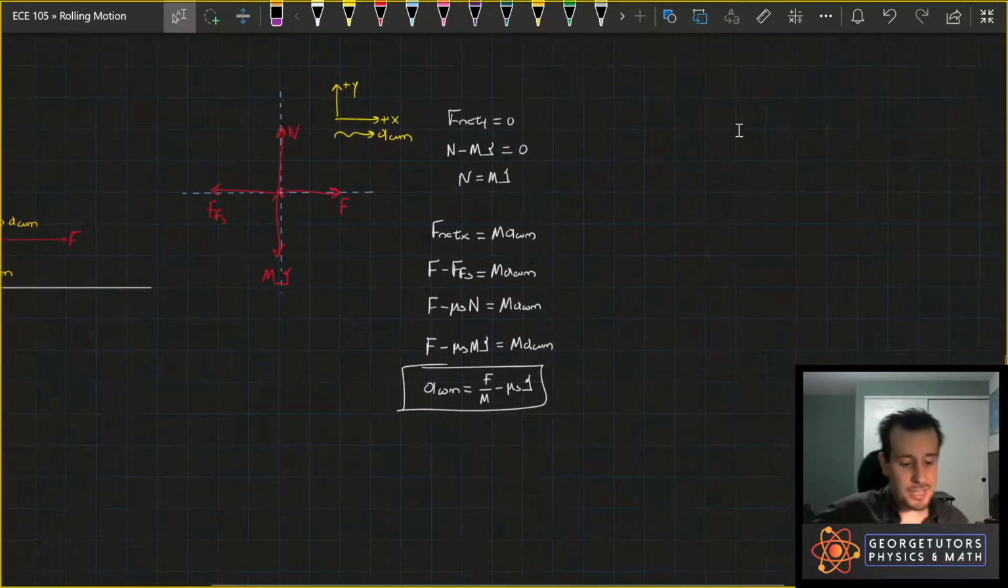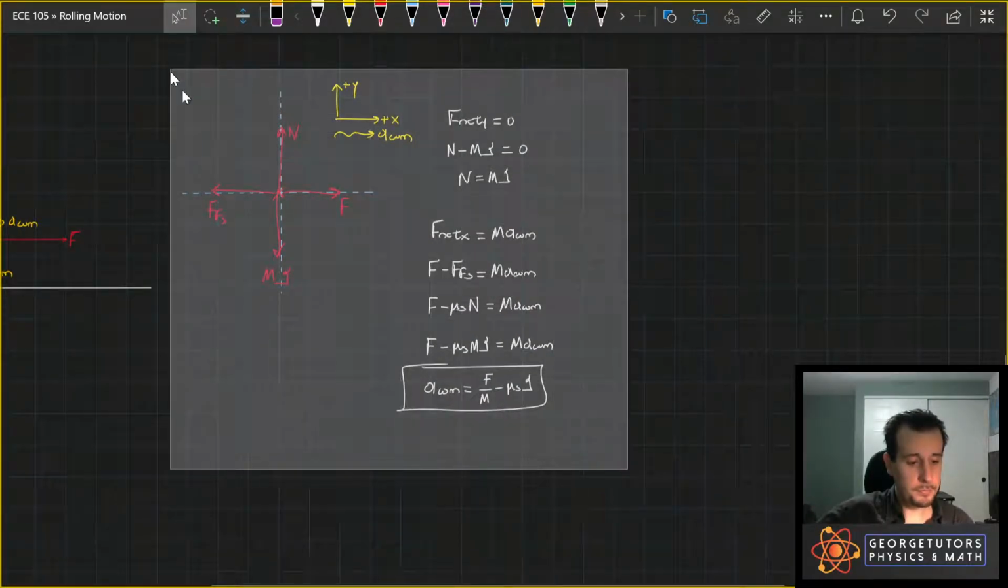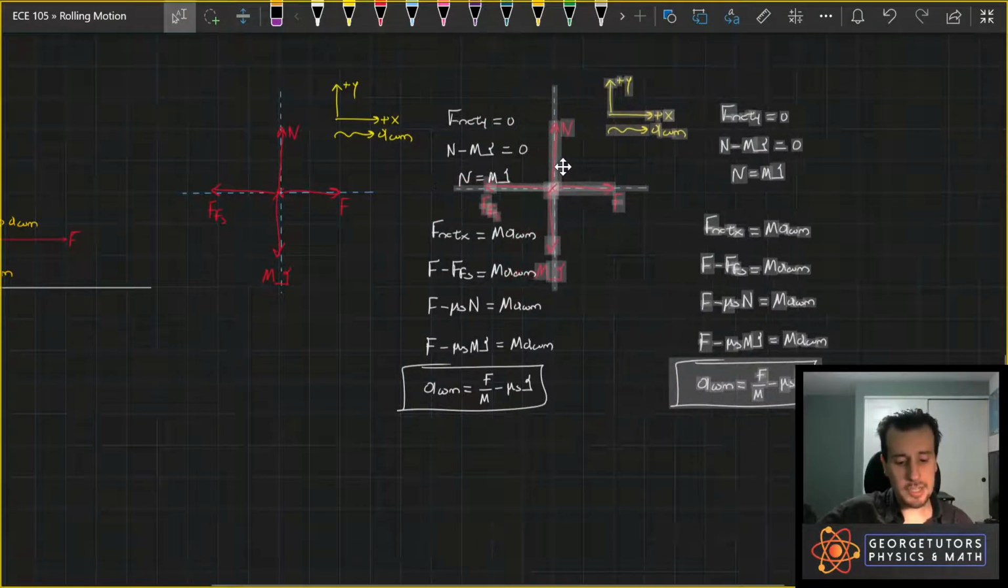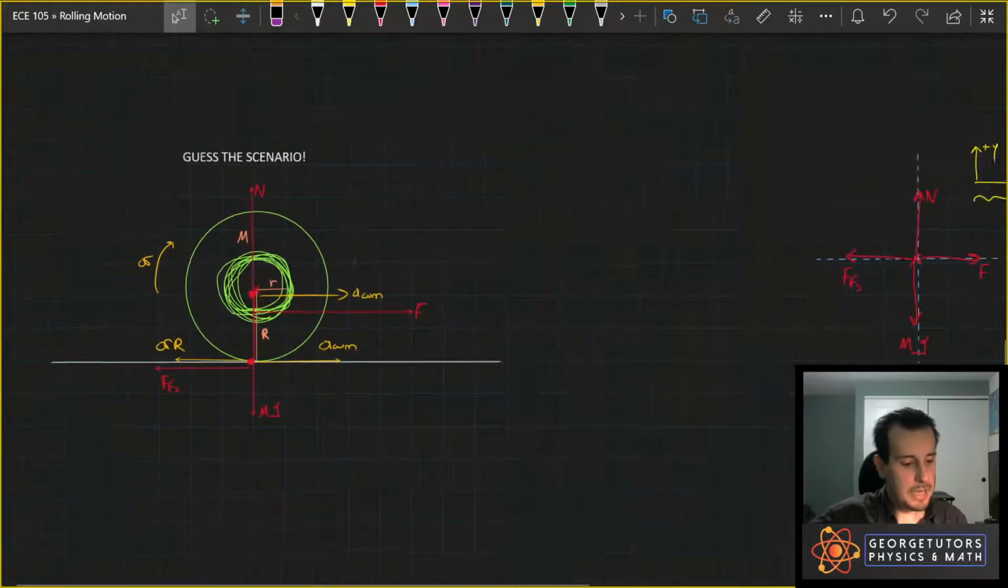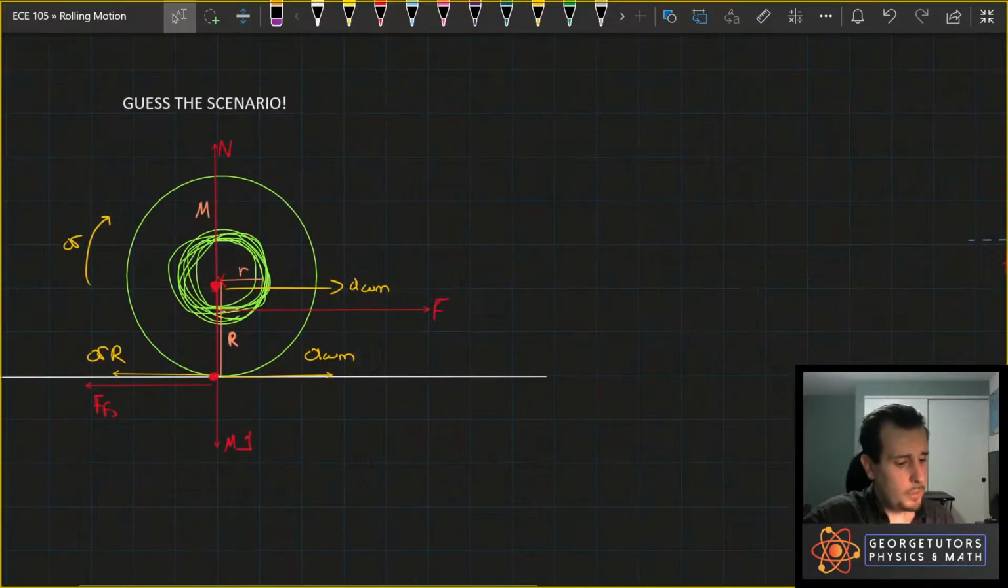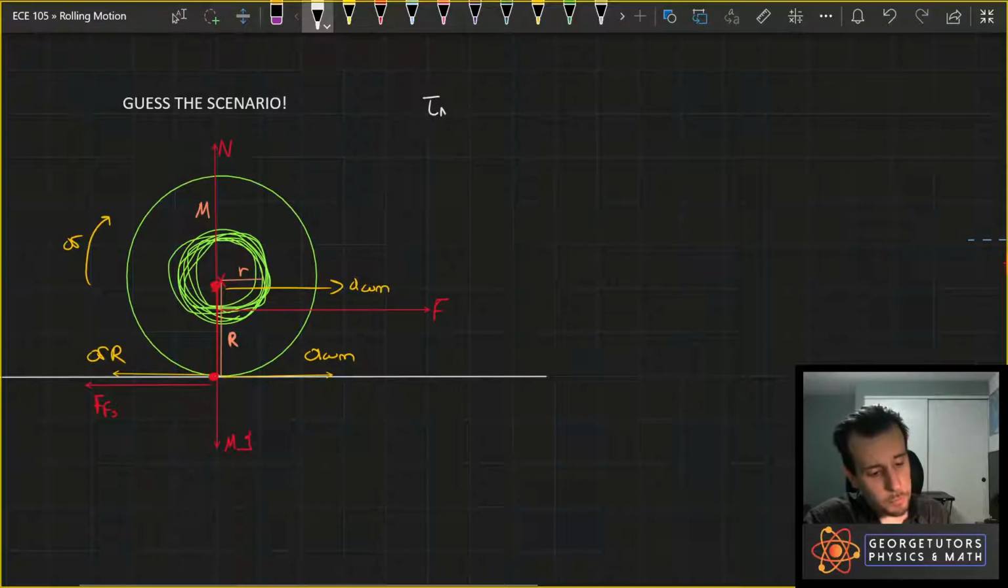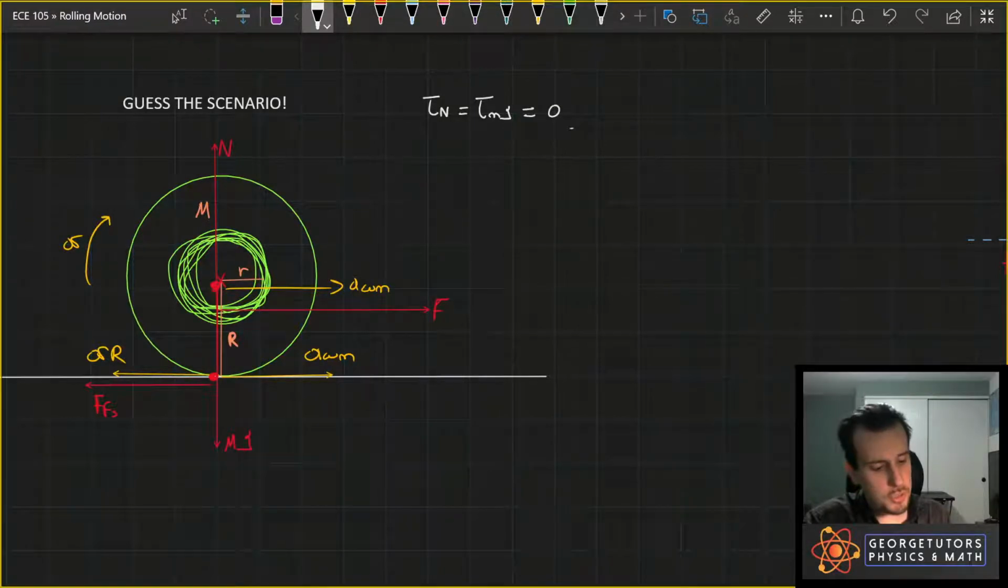Okay, so that takes care of the linear world. Now we're going to go and assess the angular world. And in the angular world right now, we've talked about why the torque provided by the normal and gravity. Just before we said that these torques are going to be zero. So that remains the case here as well.